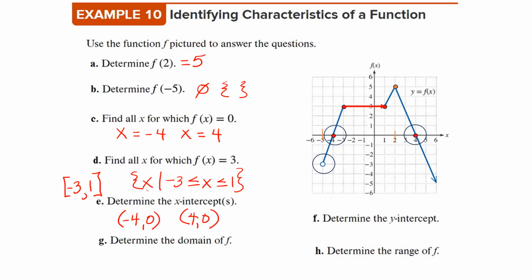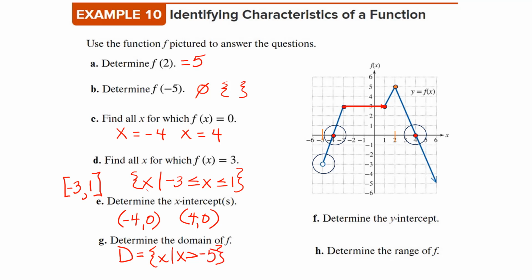Okay, and then part G says determine the domain of f. So the domain is all of the x values that have y values on this function. So if you go from left to right on your x-axis, you can see that the smallest value of x that's on this function is going to be anything greater than negative 5. So it doesn't include negative 5, but anything greater than negative 5. So the domain is going to be all x such that x is greater than negative 5.